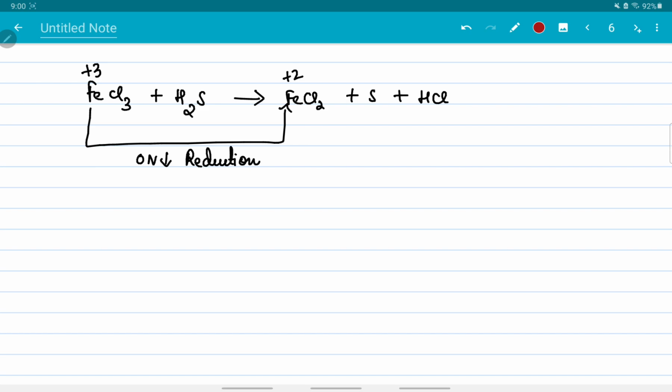Now for this sulfur, let us check. In this case, let me take sulfur as X, plus 2 times hydrogen. For hydrogen, the oxidation number is +1. So X plus 2 times +1, because there are 2 hydrogens here, equals 0, because there is no overall charge on it. From here we get that X is equal to -2. That is, for sulfur in this case it is -2.